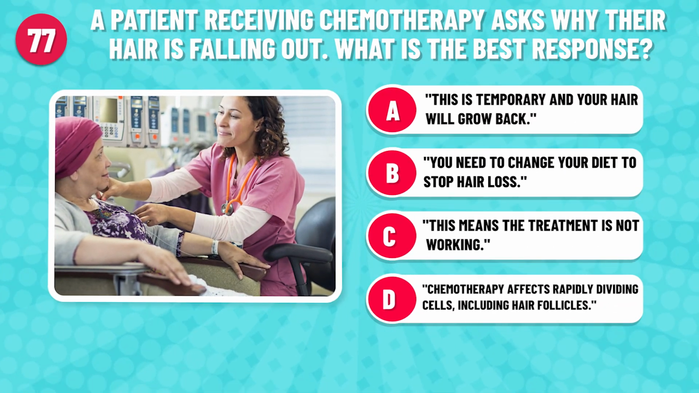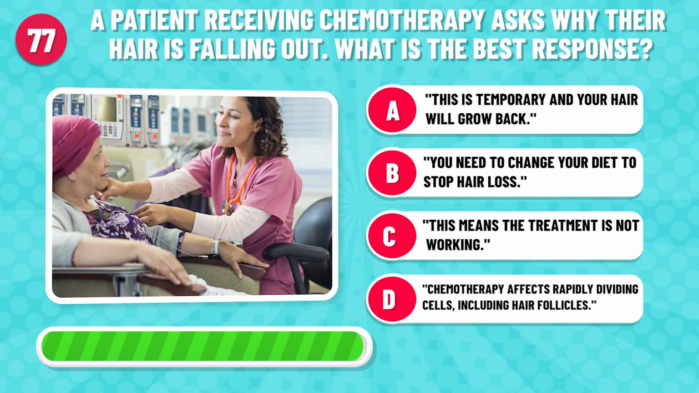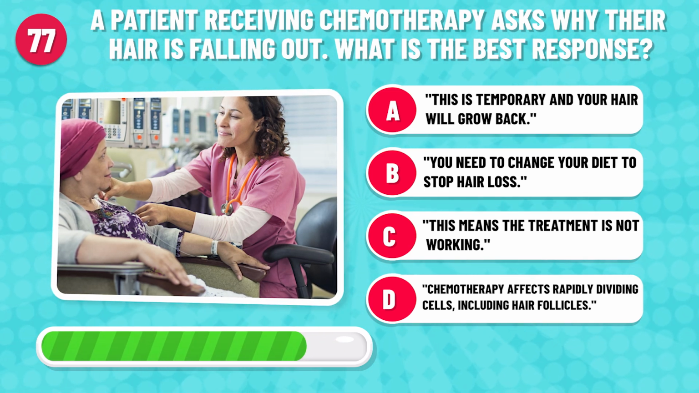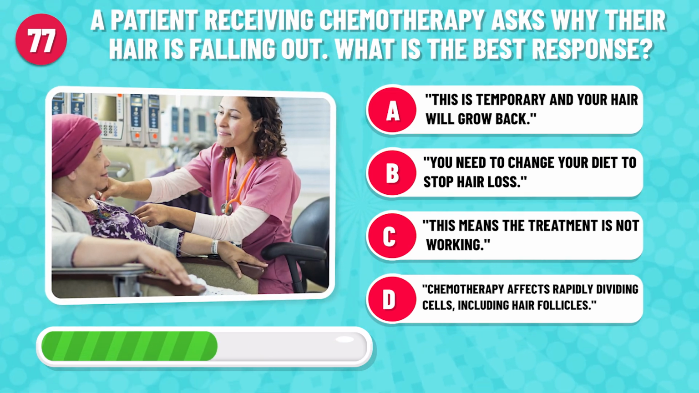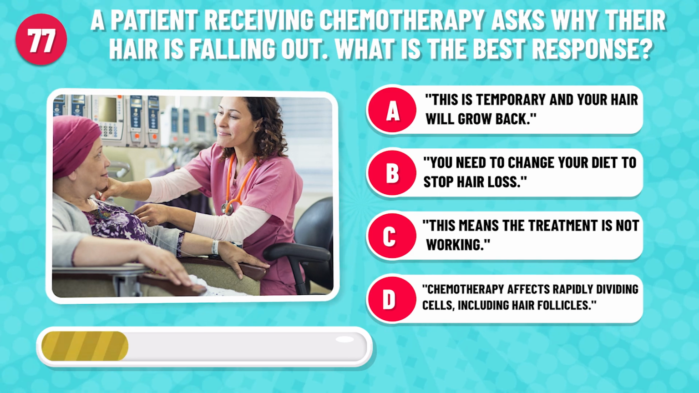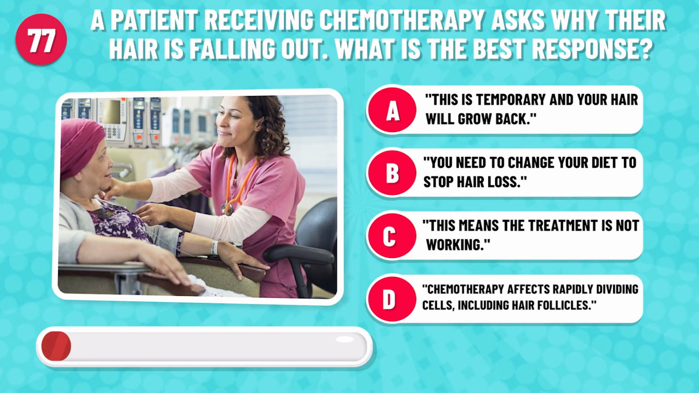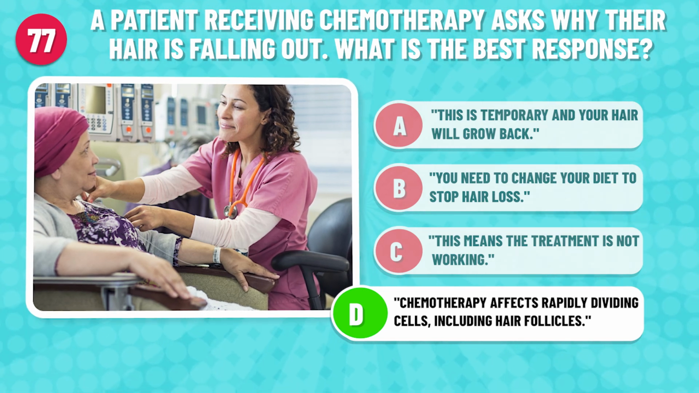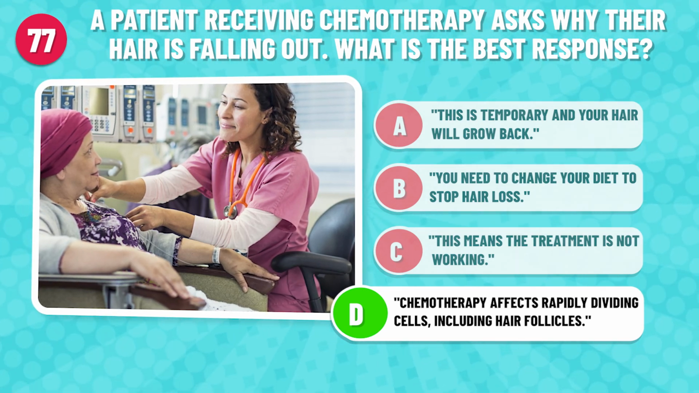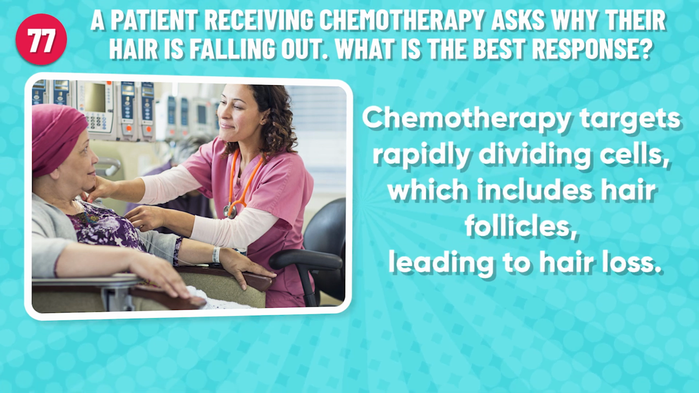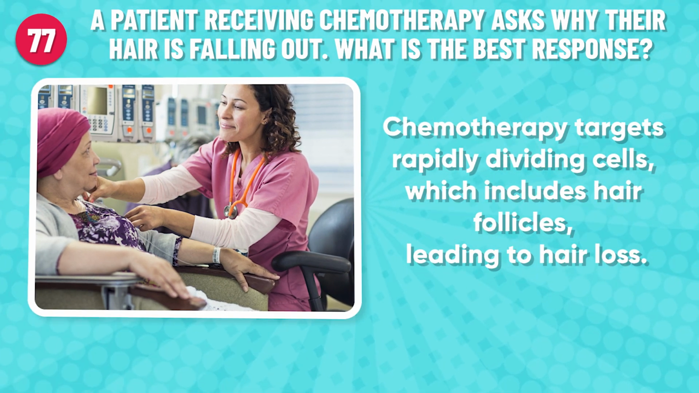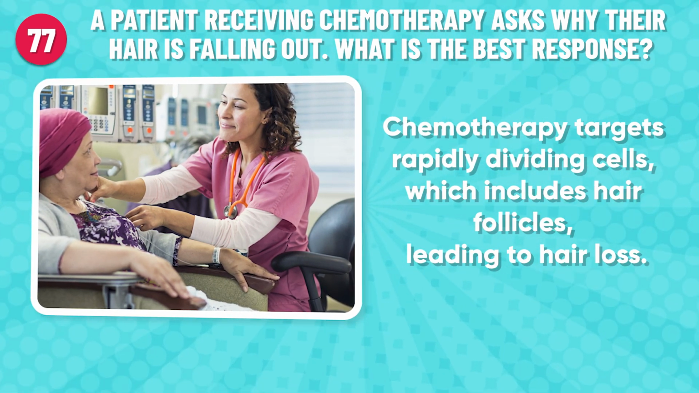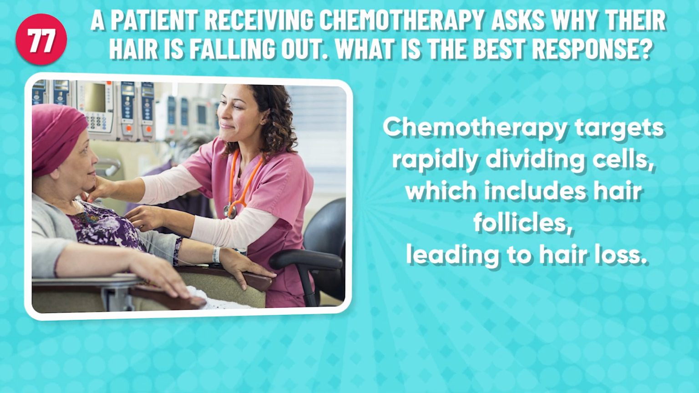A patient receiving chemotherapy asks why their hair is falling out. What is the best response? It's D. Chemotherapy affects rapidly dividing cells, including hair follicles. Chemotherapy targets rapidly dividing cells, which includes hair follicles, leading to hair loss.